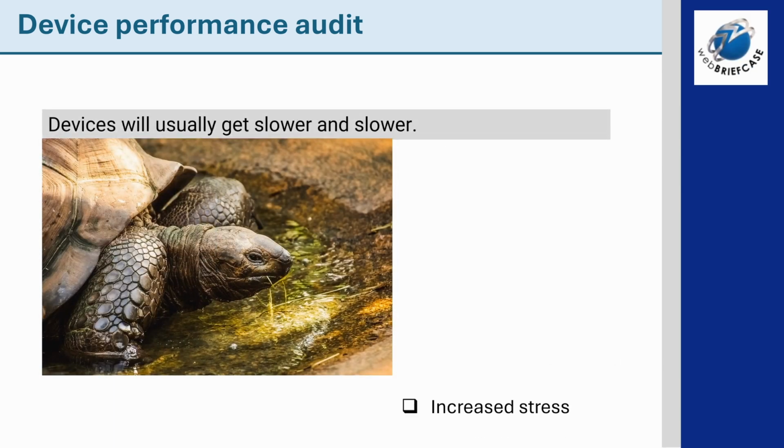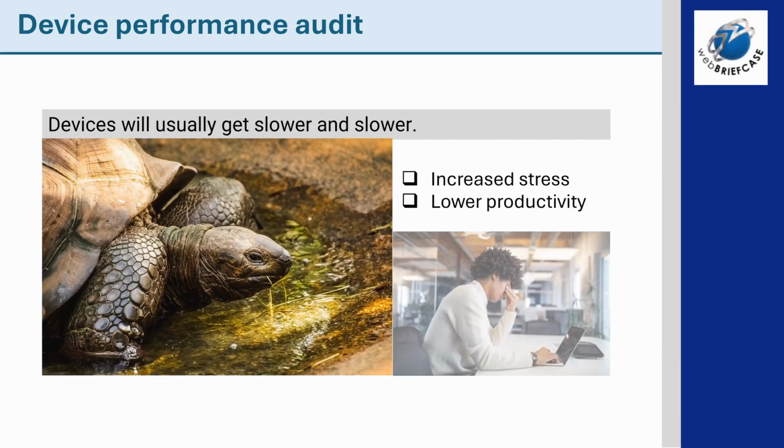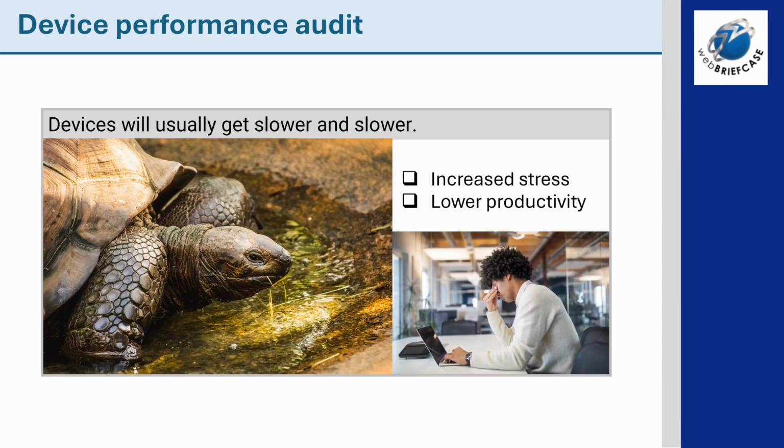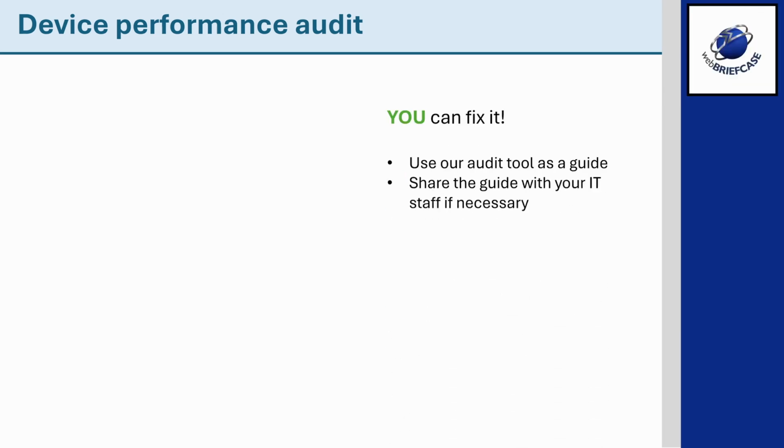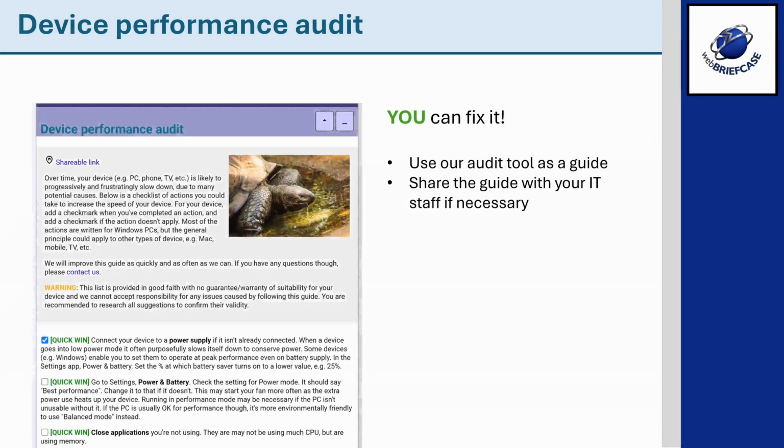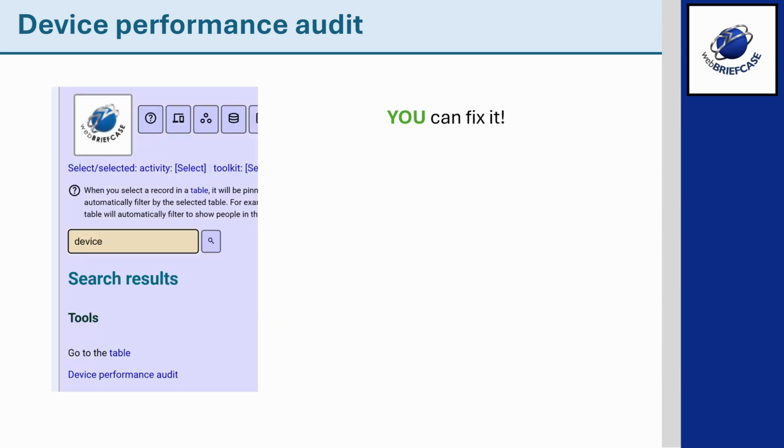You've probably used a Windows PC which seems to get slower and slower and slower over time. This causes you frustration, increased stress, and lowers productivity. What can you do? I suppose you could throw the PC in the bin, but that'd be quite wasteful. Actually, you can fix it. Use our audit tool as a guide, and if you need to, share the guide with your IT staff.